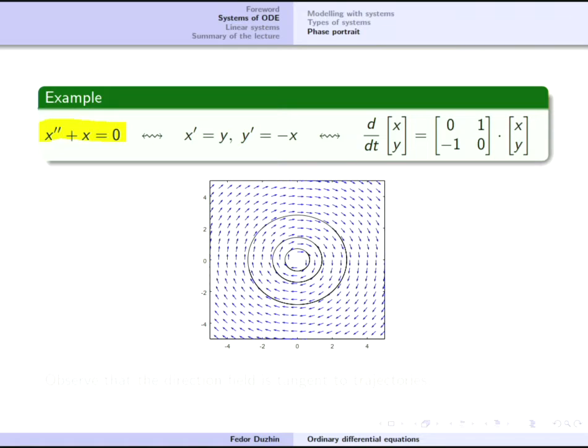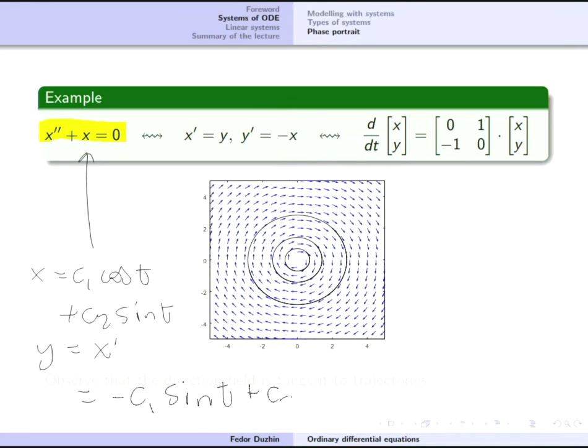How do I know it? I know it because I know how to solve this system. So x is going to be c1 cosine t plus c2 sine t. Then y, which is x prime, is going to be minus c1 sine t plus c2 cosine t. And then I can just plot a few curves like this, but it is clear that cosine and sine are periodic with period 2 pi, and then I can plot. Right?